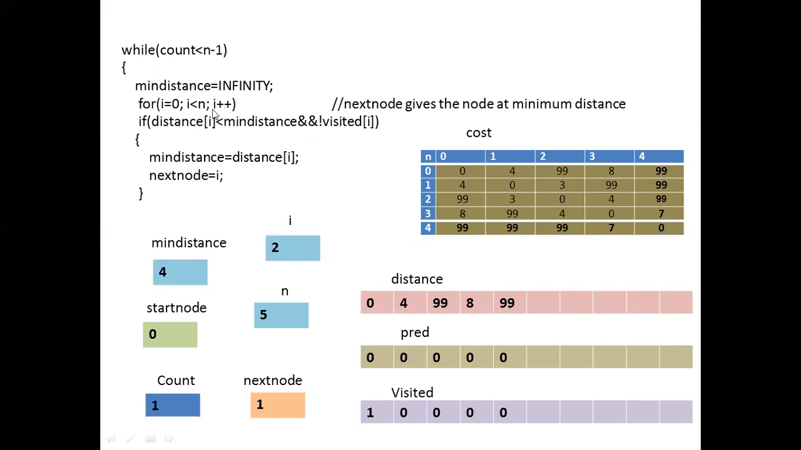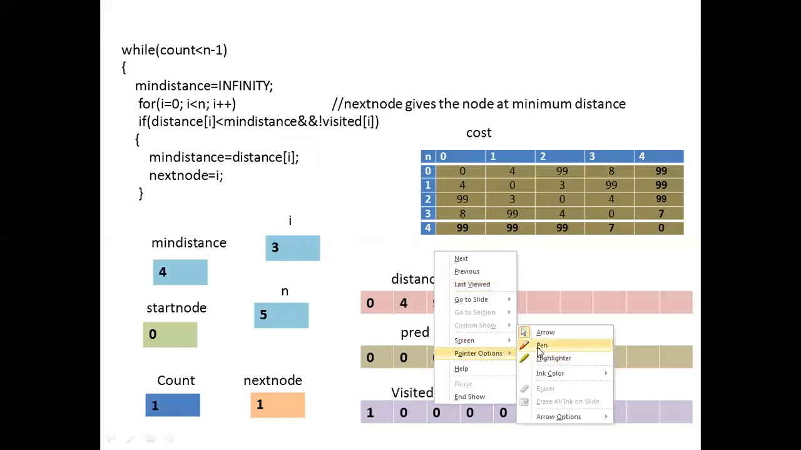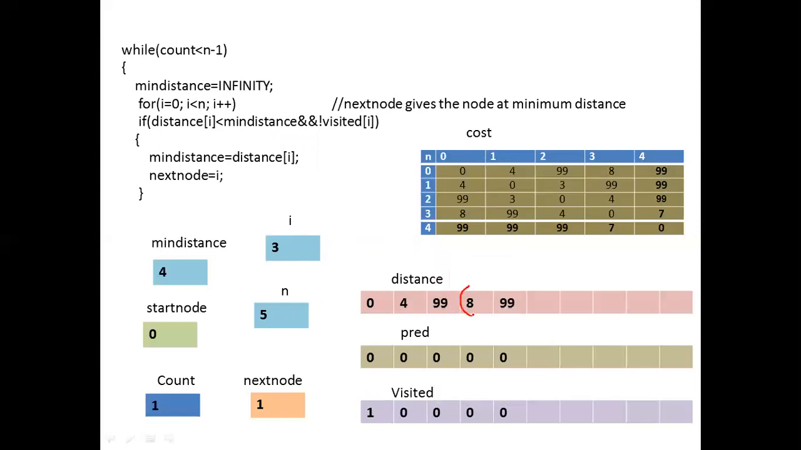Now you can observe once again I need to increment the I value. If I increment the I value, the memory location of I will increase. So now I value changes to 3. Once it becomes 3, the controller will check this condition. 3 is less than 5, so condition is true. Then it will execute this statement. What is the distance of 3? Distance of 3 is 8.